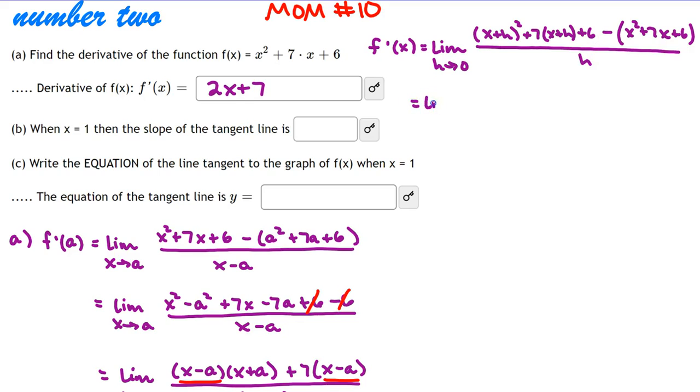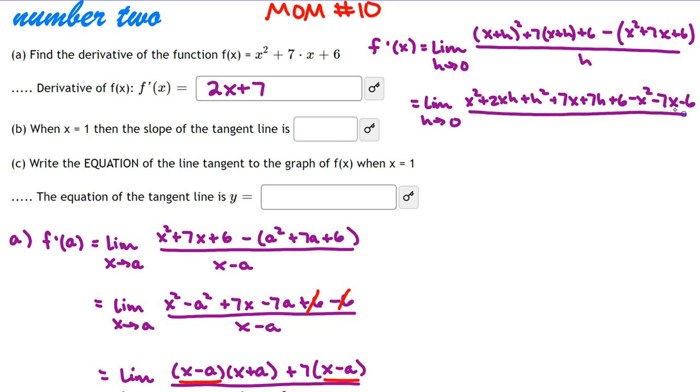So now we simplify the numerator. So we're going to square x plus h by multiplying x plus h times x plus h, and we get x squared plus 2xh plus h squared. And then we can distribute the 7, plus 7x plus 7h plus 6, and we can distribute the minus sign, minus x squared minus 7x minus 6. So just like on the last example, we see that the numerator requires a lot of multiplying out and combining like terms.